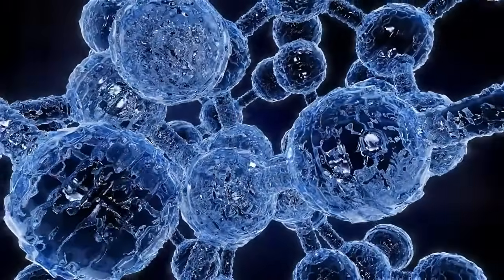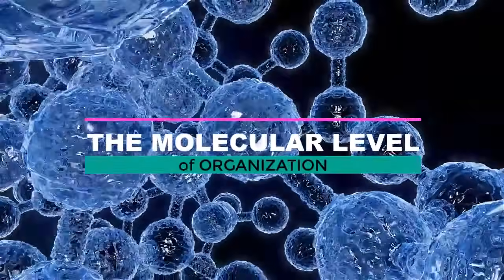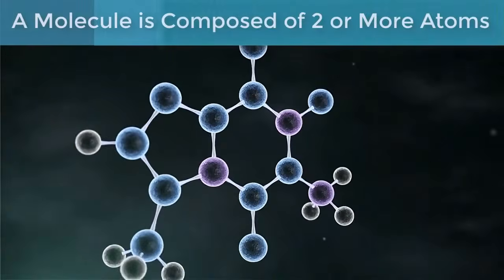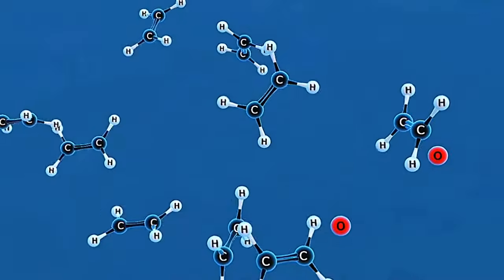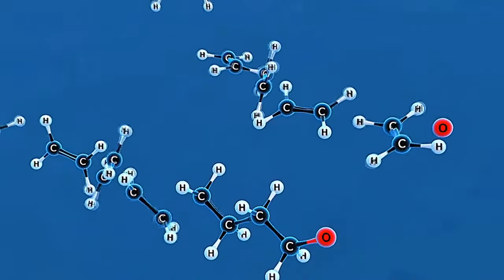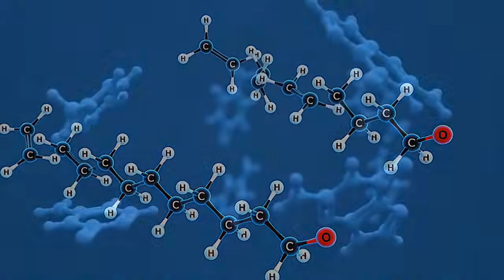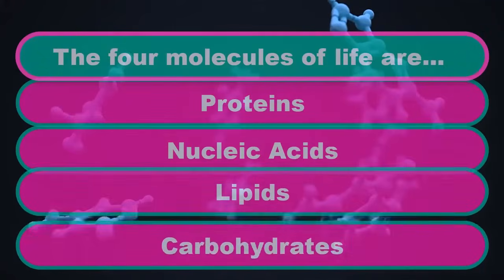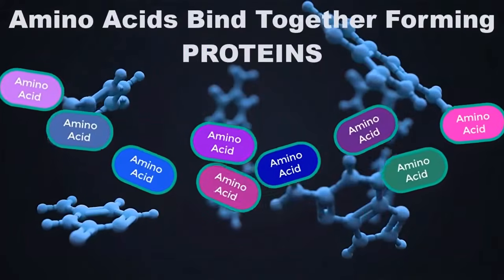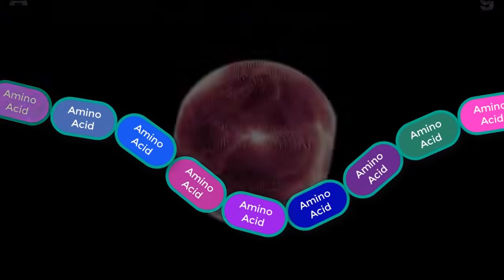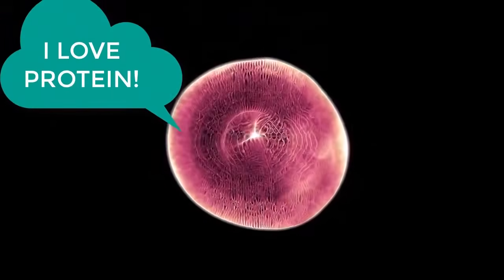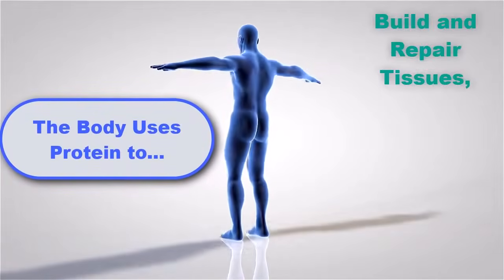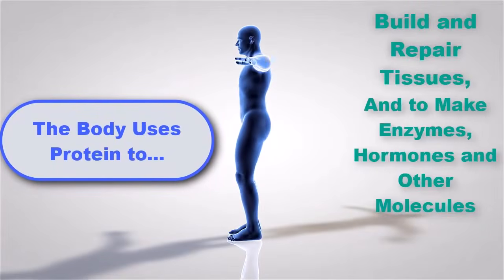At the molecular level of our anatomical organization, atoms come together forming molecules. A molecule is composed of 2 or more atoms bound together. Smaller molecules can combine with one another to form the large macromolecules needed for life to exist on our planet. These are proteins, nucleic acids, lipids, and carbohydrates. Proteins are formed by assembling many units of amino acids together. Proteins provide the majority of the functions of the cell. The body uses protein to build and repair tissues and to make enzymes, hormones, and other molecules the body needs.